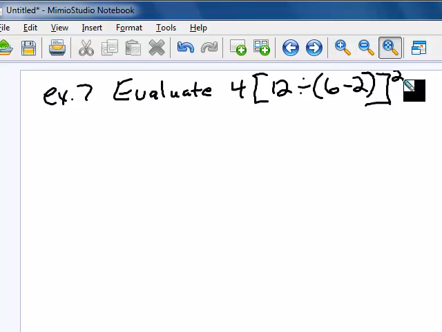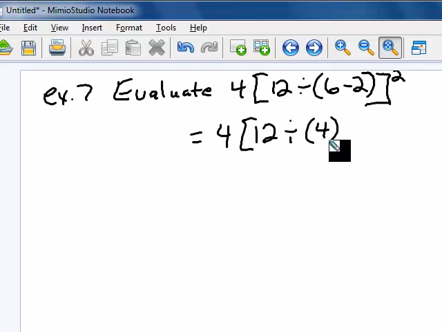Okay, well, I have all kinds of stuff in this one. I need to look inside my brackets first. Those are parentheses or grouping symbols. And then inside those there's some more parentheses. So I need to go to that right away first. So the first thing I'm going to do in this problem is take 6 minus 2, which is 4.